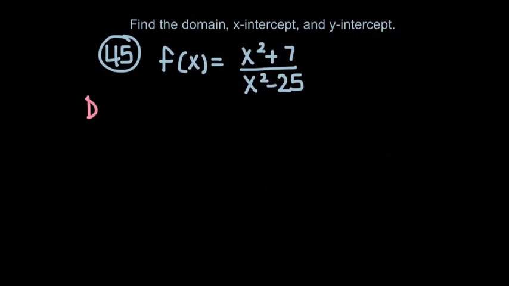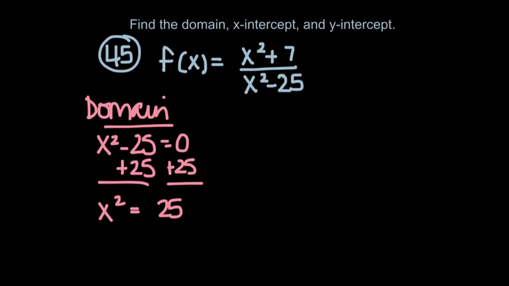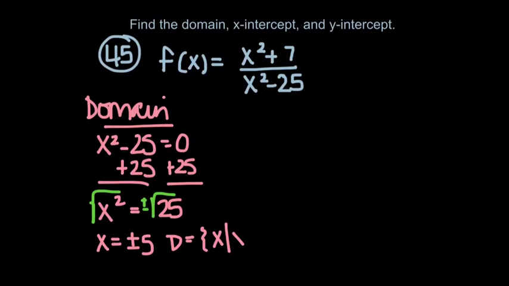Finding the domain of this function requires me to take the x squared minus 25, set it equal to 0. I can add the 25 to both sides, which leaves me with x squared equals 25. Taking the square root of both sides gives me x equals plus or minus 5. Again, two values that have to be excluded, two values that could put a 0 in the denominator. So my domain is the set of all x such that x is not equal to plus or minus 5.